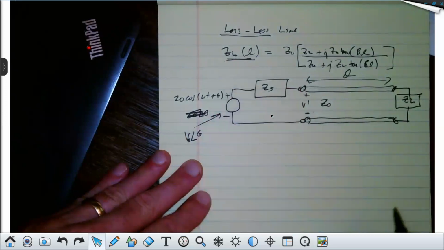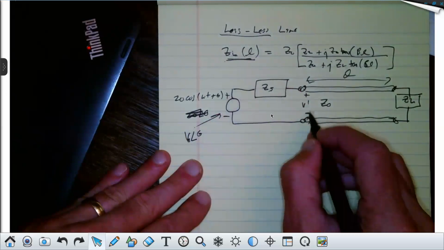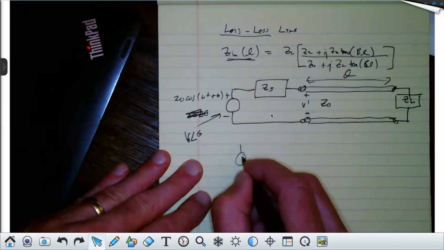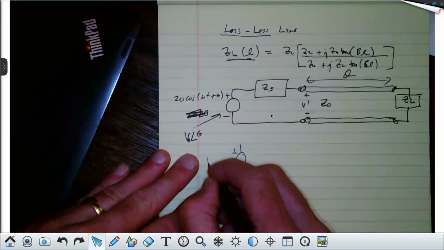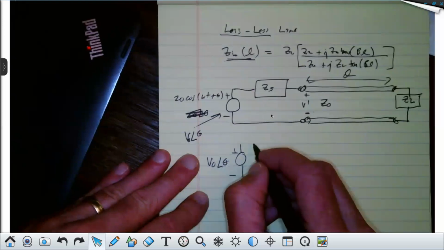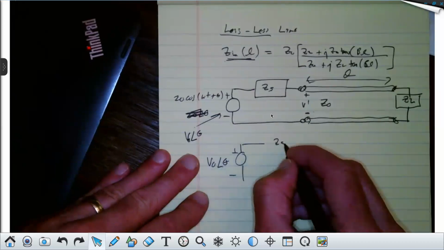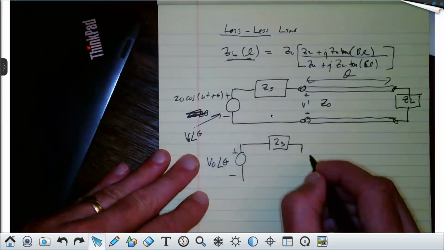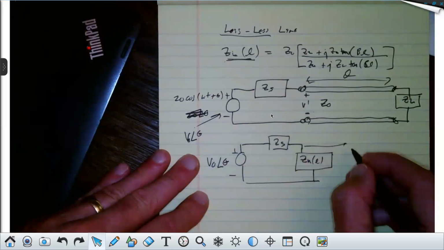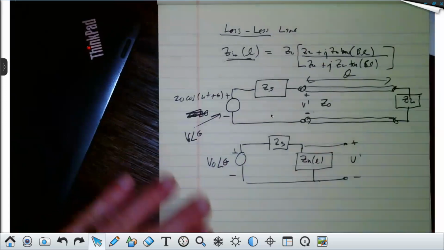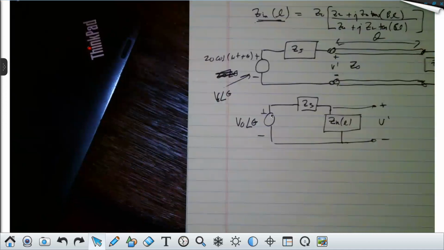So the first step is to get V prime. It's how much voltage is just on the inside of that transmission line. And the way we get it is this. We're going to take our voltage source, that's just V0, I'm putting some angle. You put your ZS here. And then you replace the line with just Zin, the input impedance of the line. And the voltage developed across Zin of L is the voltage V prime that we're after.